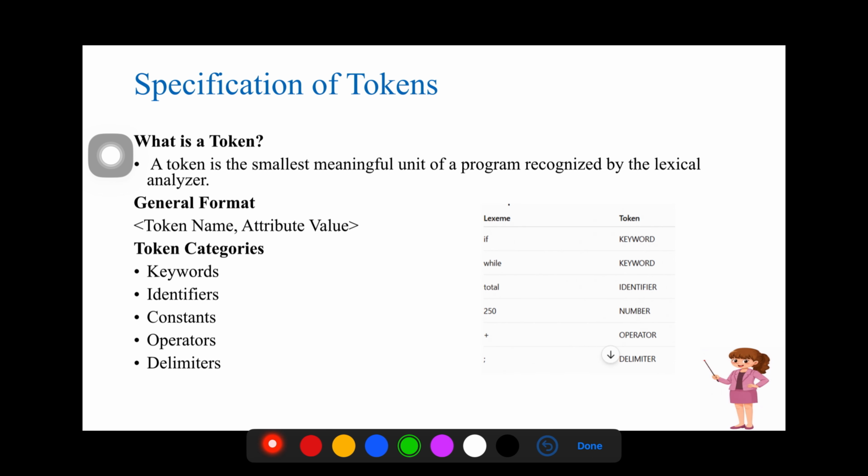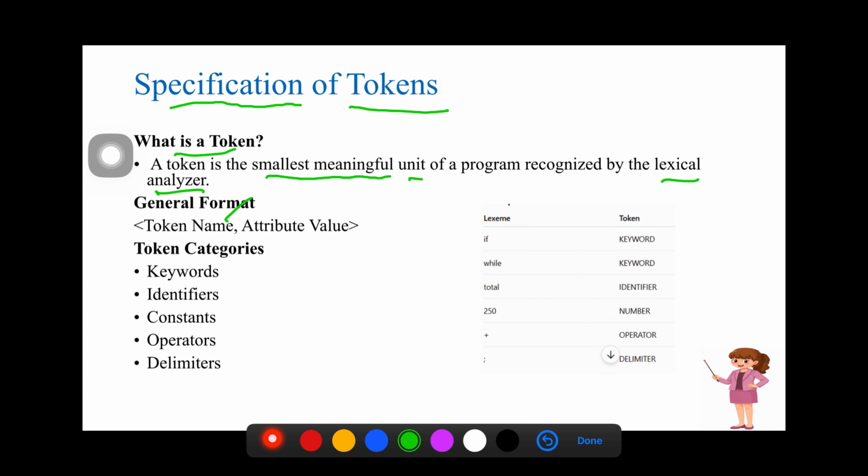Specification of tokens. What are tokens? A token is the smallest meaningful unit of the program recognized by the lexical analyzer. You can see the general format: token name, comma, attribute value. The token name always tells us the category of the token. The attribute value stores additional information such as the actual identifier name or the value of the constant.